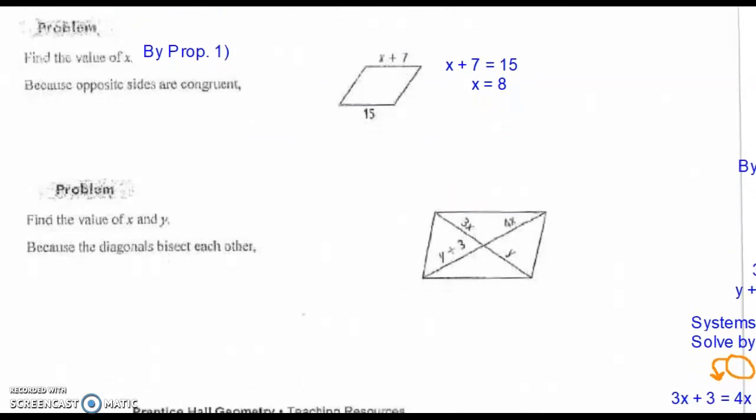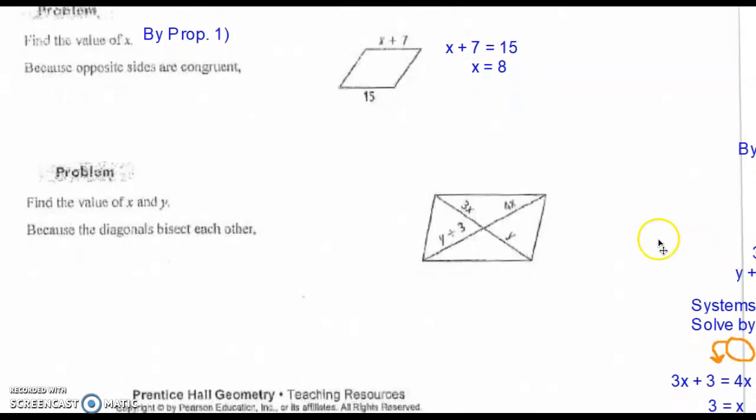Okay, as we scroll further down, here, wow, this is dealing with diagonals, so guess what? That's going to be property number 4. And if I let these two pieces equal each other, because remember the diagonals bisect each other in half, I will get 3x equals y. And if I let the longer diagonal, that's called a major diagonal because it's longer, we're going to get y plus 3 equals 4x.